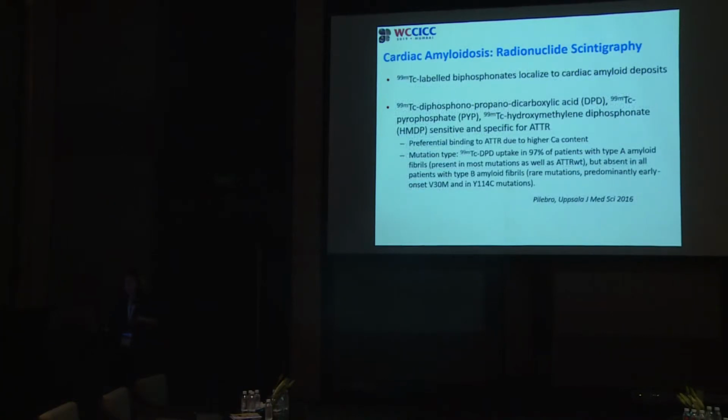It has been shown that technetium labeled bisphosphonate localized to cardiac amyloid deposits, and the different tracers DPD or PYP or HMDP have been shown to have very good sensitivities and specificities, perhaps due to preferential binding to ATTR, perhaps due to higher calcium content, and also different binding to different mutation types, and DPD positive uptake in 97% of patients with type A amyloid, which is present in most mutations and also in the wild type. So these tracers have the ability to specifically identify ATTR non-invasively, which is very important.